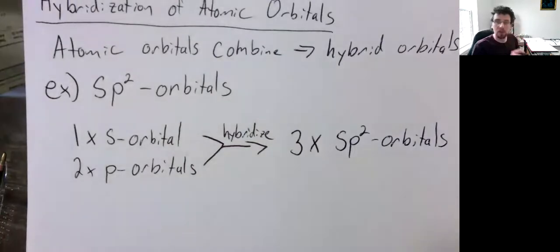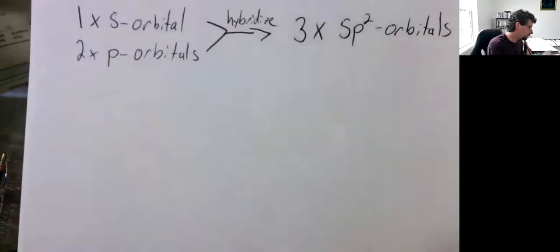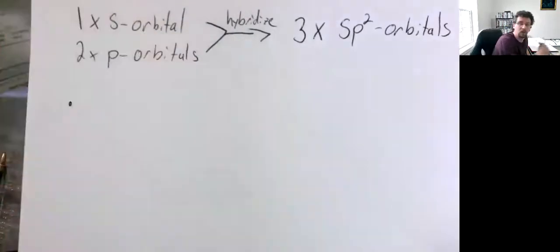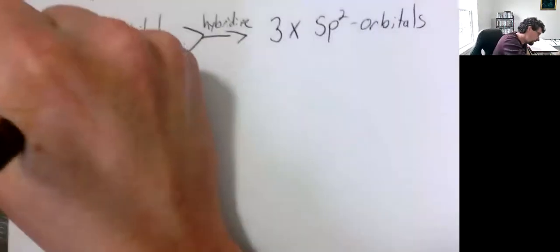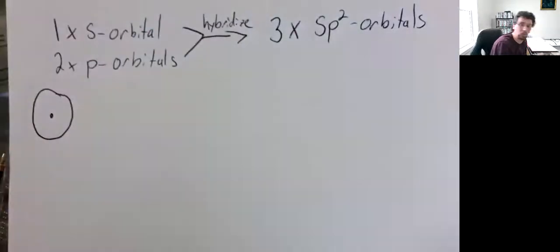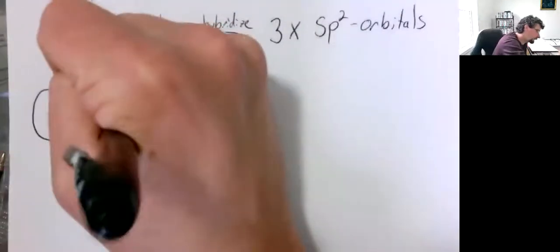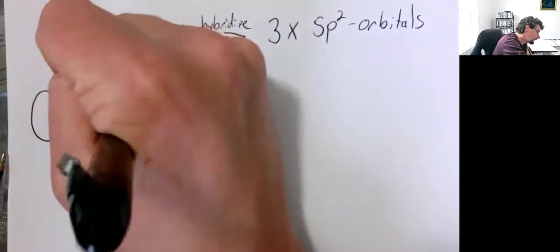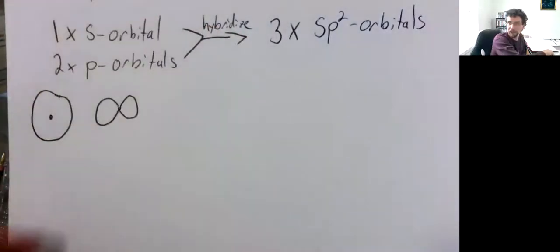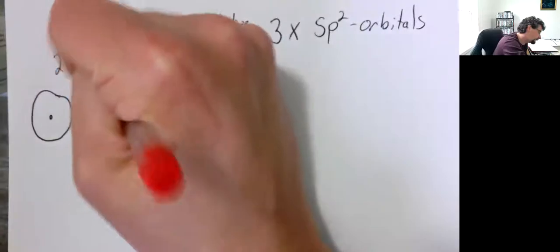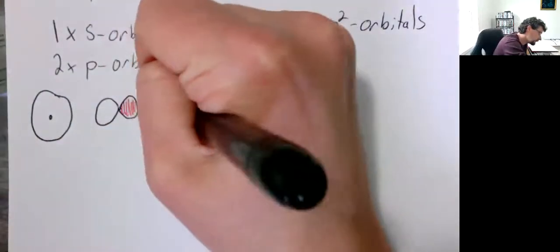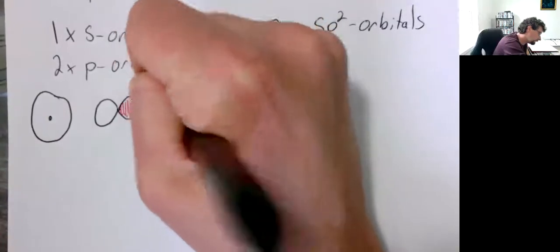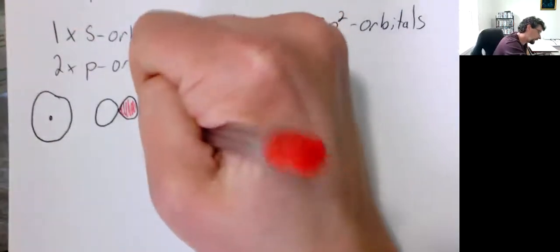Okay, pictorially, what does this look like? Well, we know we have a single s orbital, and we know that s orbitals are spherical in nature. Then we're going to have two p orbitals, and we know that those look like dumbbells. And the p orbitals actually have a positive and a negative lobe. There's one p orbital. Here's our other p orbital. And we'll color that in.